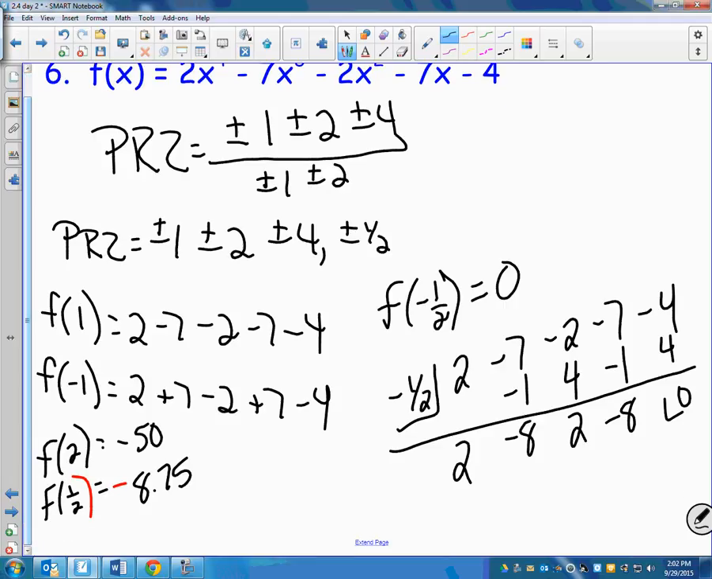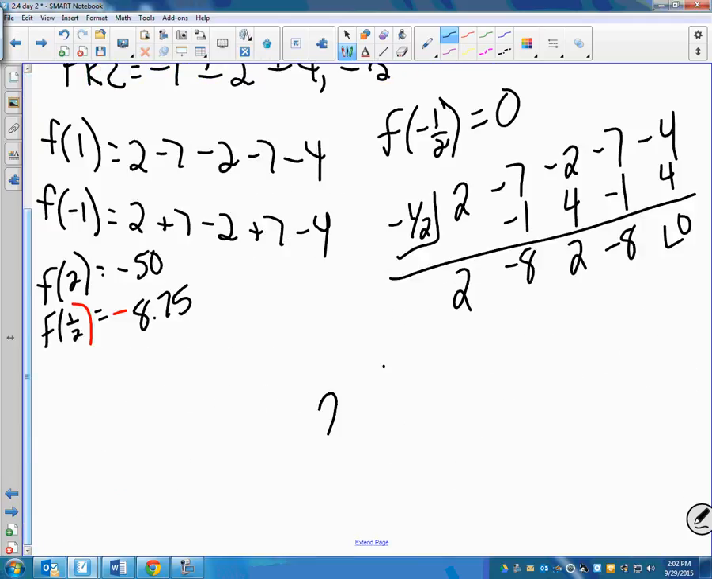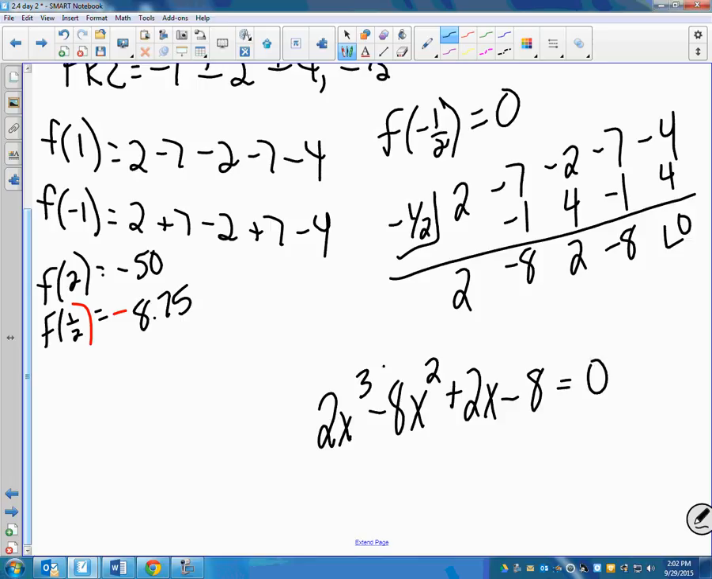So, look what you have left. You're left with 2x cubed minus 8x squared plus 2x minus 8. One option would be we could keep guessing, yes. And sometimes you're going to have to keep guessing because there's not another option. But in this example, is there another option of how we could solve this without guessing and checking? How can we solve something with 4 terms?